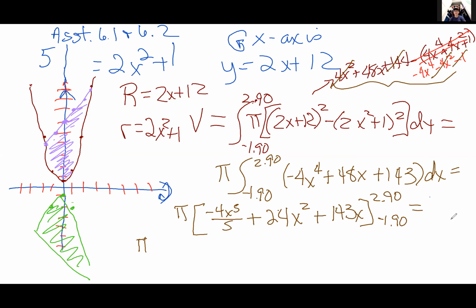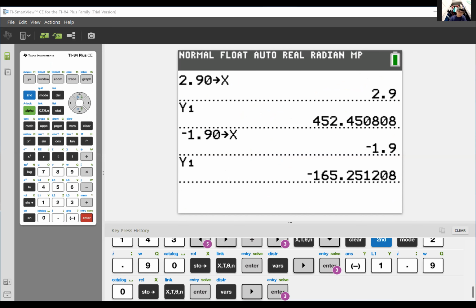What do we come up with for our final answer? All right. Final answer was 617.70. Am I correct? That sounds right. Let me go back and look. Times pi. Yes, it's 452.45 minus... plus 165.25. Yeah, the minus gives you 617.70 pi. Correct? Units cubed. Good job.